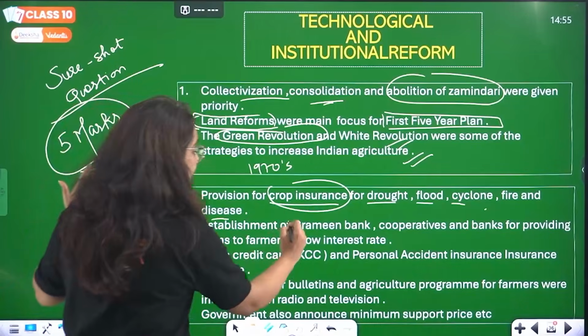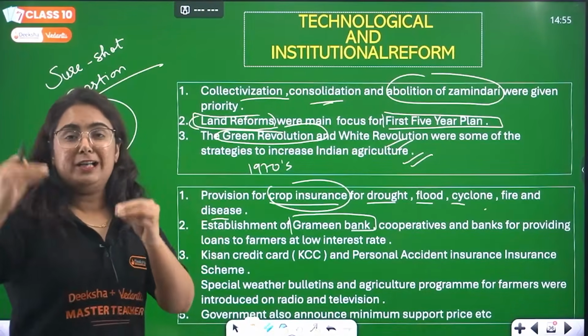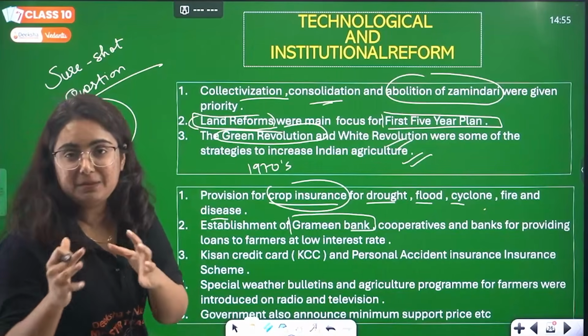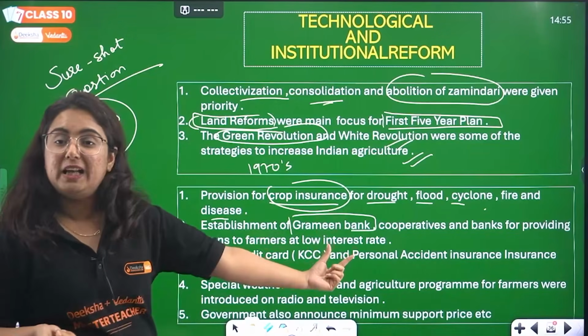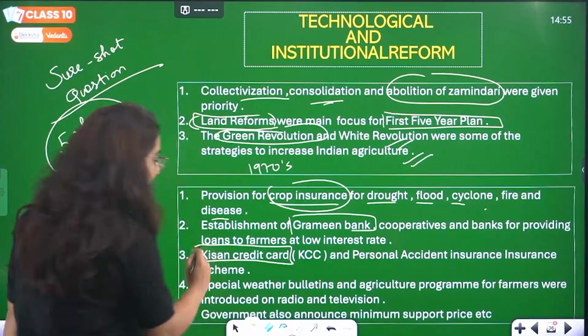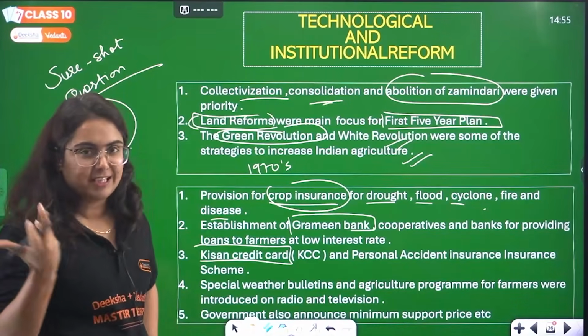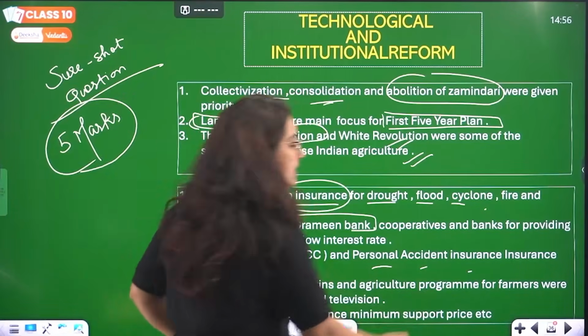We have also the establishment of Grameen Bank. This bank is only and only limited for farmers. Grameen Bank in rural areas, where loans are provided at a very low interest rate. We have also the Kisan Credit Card, KCC, popularly known as the credit card for Kisan farmers. PAIS, Personal Accident Insurance Scheme.